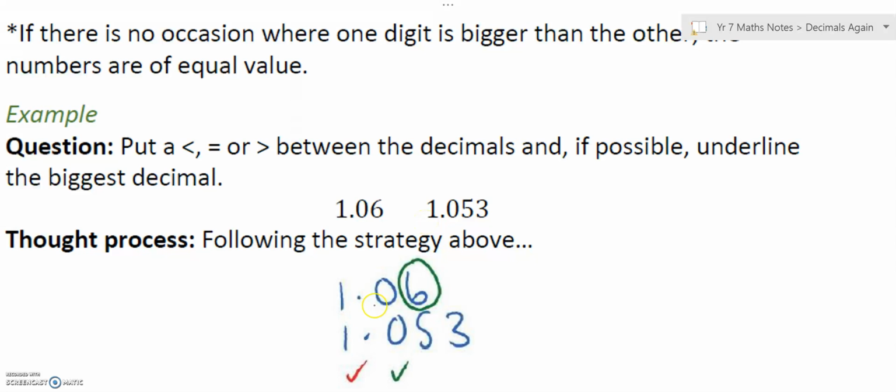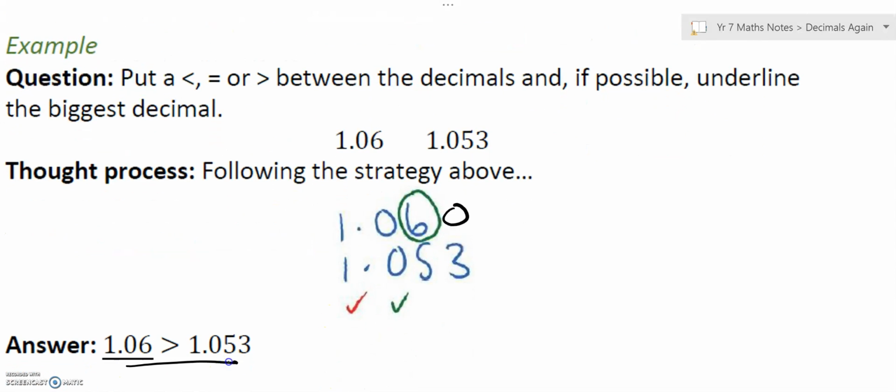So what you do is you line them up so that the tenths are being compared, the hundredths are being compared, and the 0 there if you want, thousandths are being compared. So we see that 6 hundredths is bigger than 5 hundredths. So 1.06 is the bigger number. That's the way you would write it. So the inequality always wants to eat the bigger number. So 1.06 is greater than 1.053.